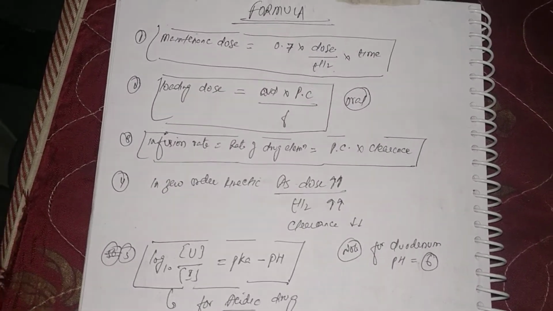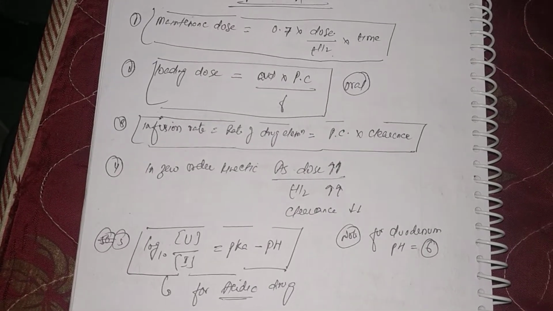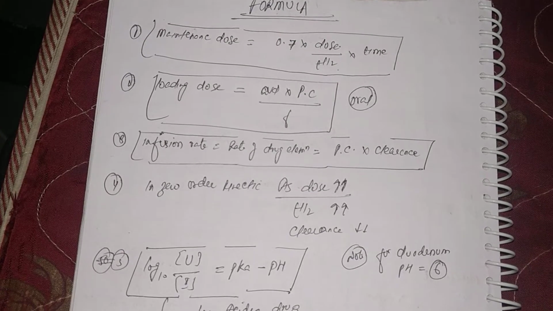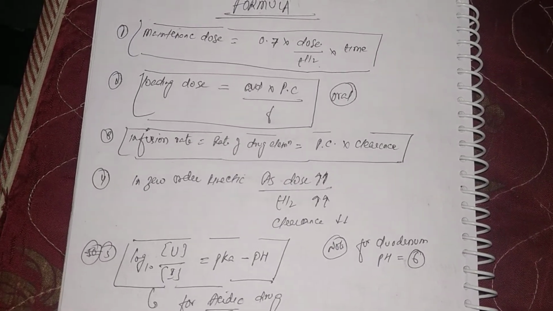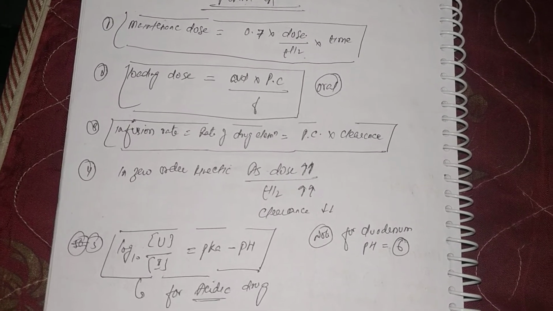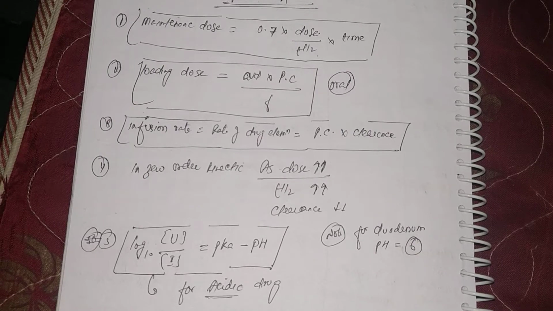Another is loading dose. The first one was maintenance dose, the second is loading dose, which is equal to apparent volume of distribution into plasma concentration upon bioavailability fraction. Okay, bioavailability fraction is 100% for intravenous.